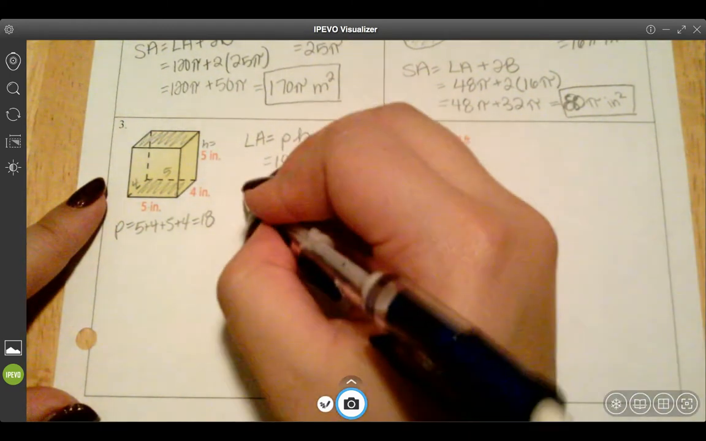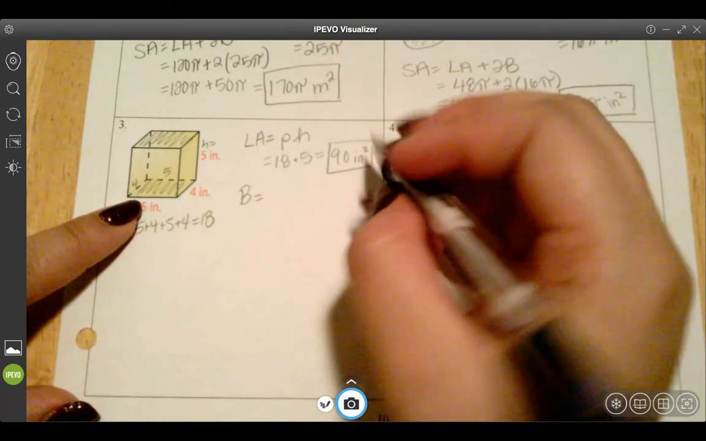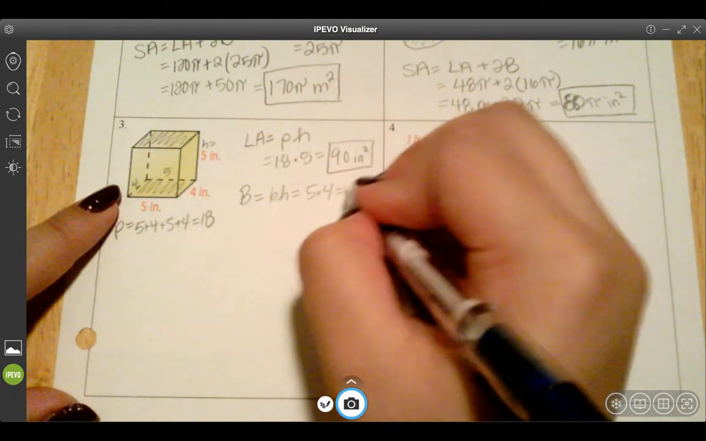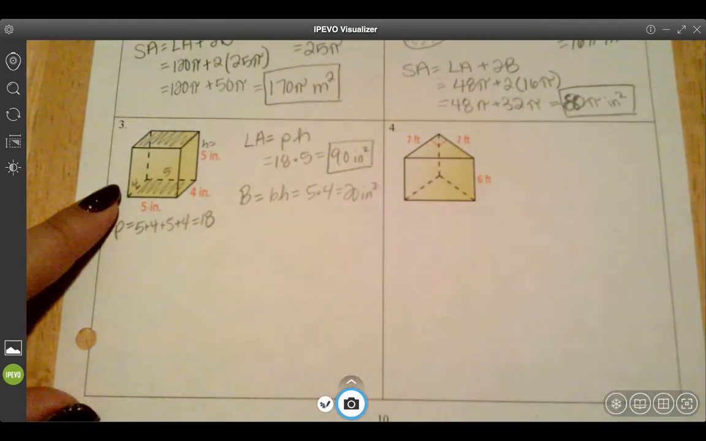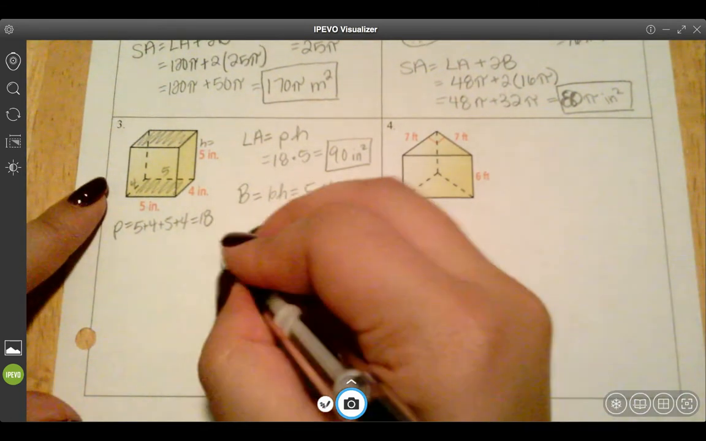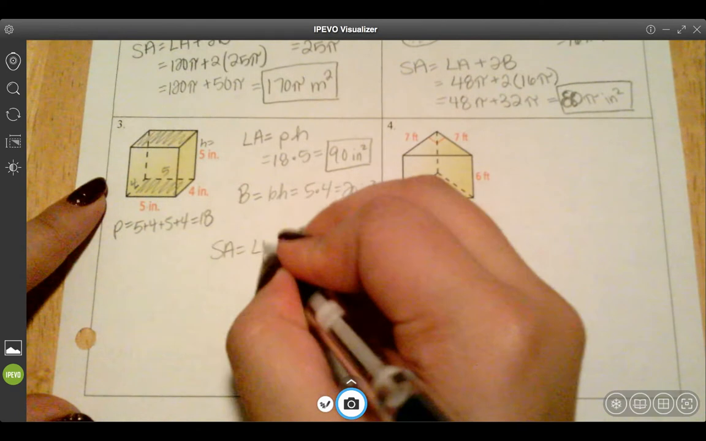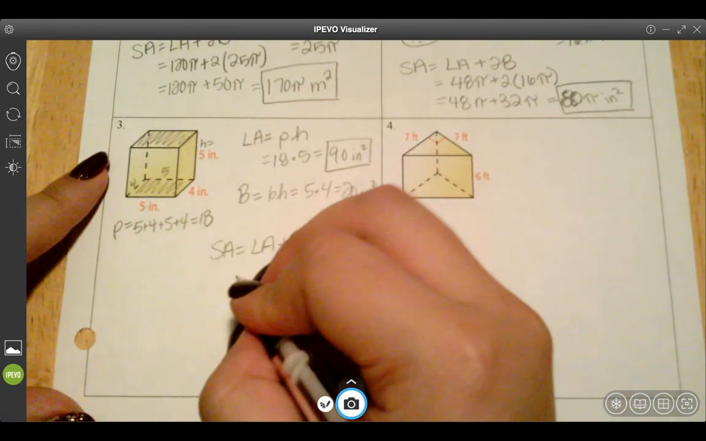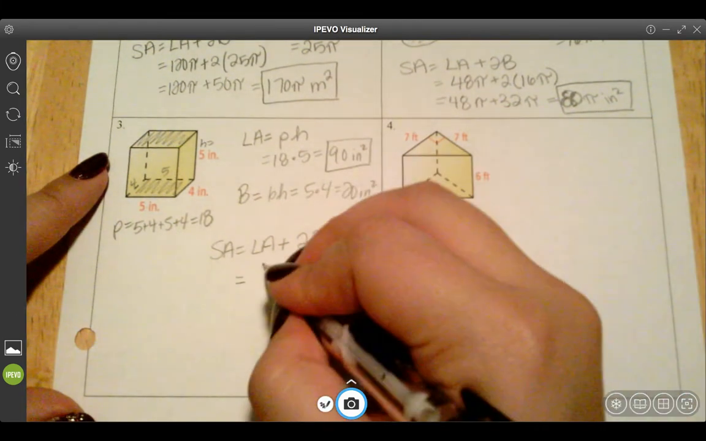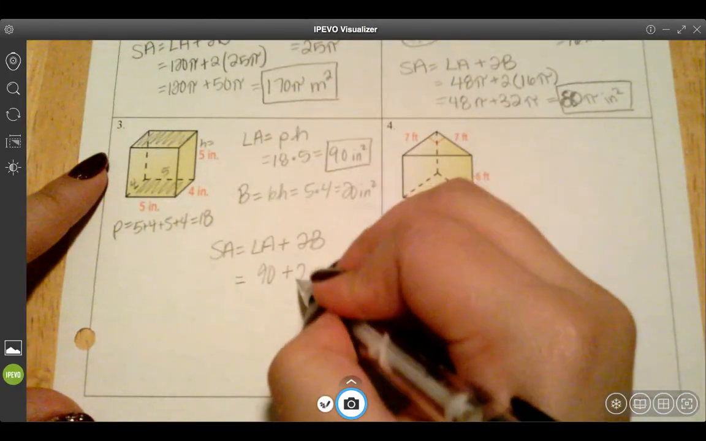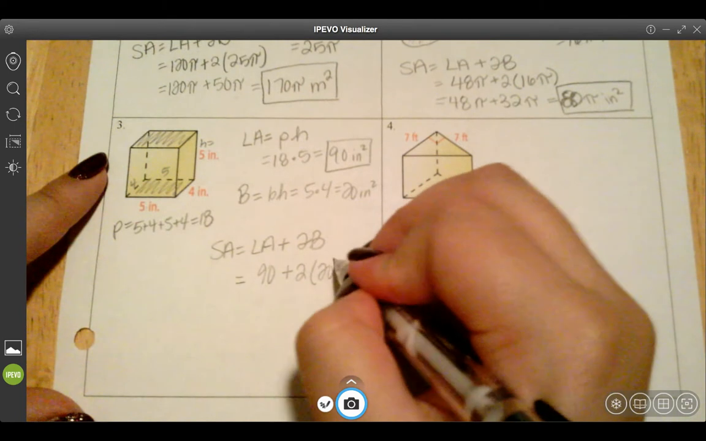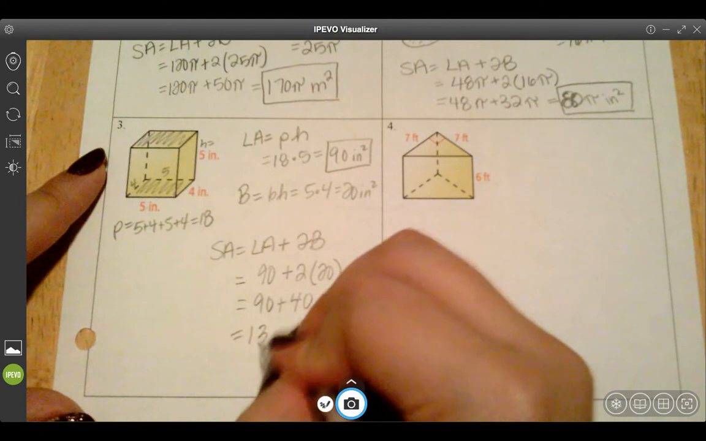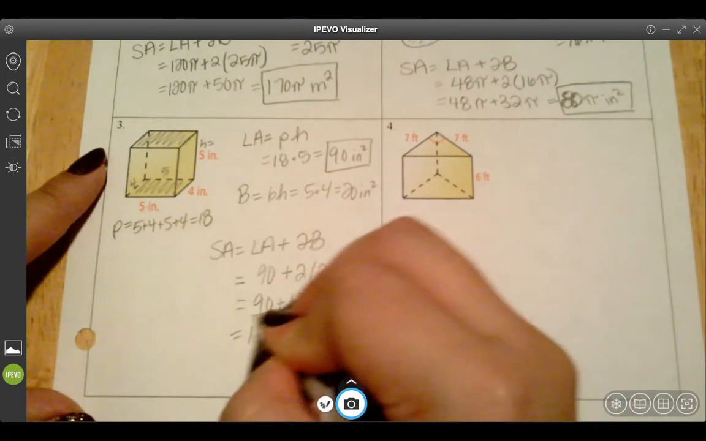We also need the area of our bases. Because this is a rectangle, that's base times height, which is 5 times 4, which is 20 square inches, leaving us ready to find our surface area. Lateral area plus how many bases? 1, 2. 2 bases. Our lateral area is 90, plus 2 times our bases, which are 20 each. 90 plus 40 equals 130 square inches.